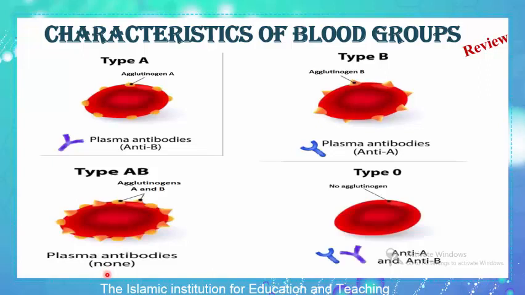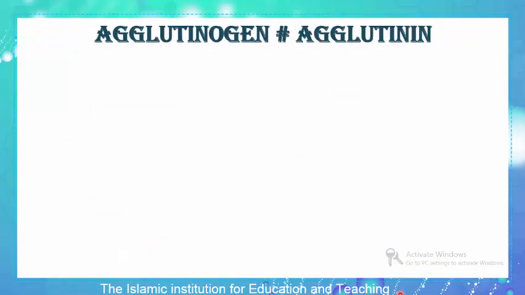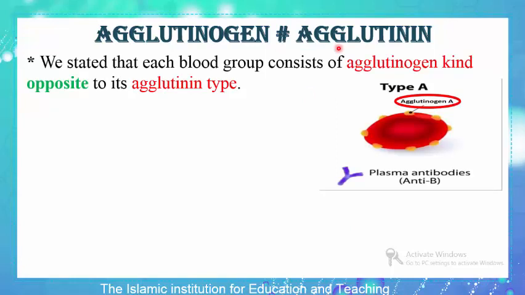In contrast, type O has no agglutinogen on the surface of the red blood cell. It will be empty of any antigens. However, the 2 agglutinins, anti-A and anti-B, exist in the plasma. As we are observing, agglutinogen and agglutinin are opposite to each other in the same type of blood group. We recall again, concerning type A, there is agglutinogen A, but the plasma must contain anti-B.